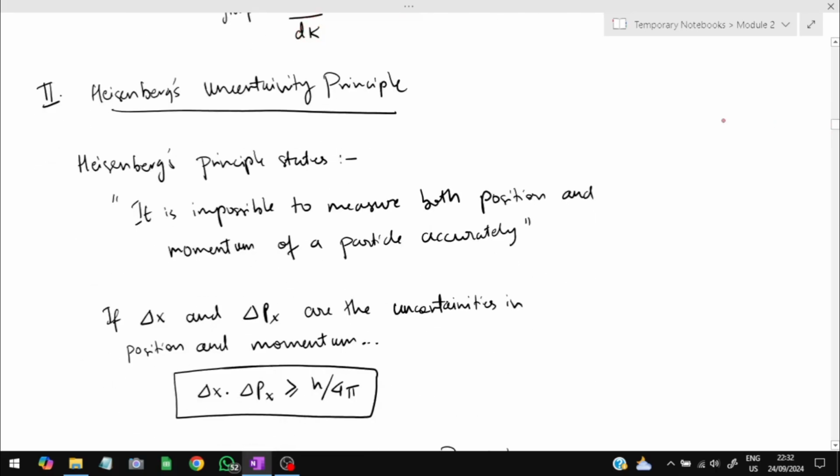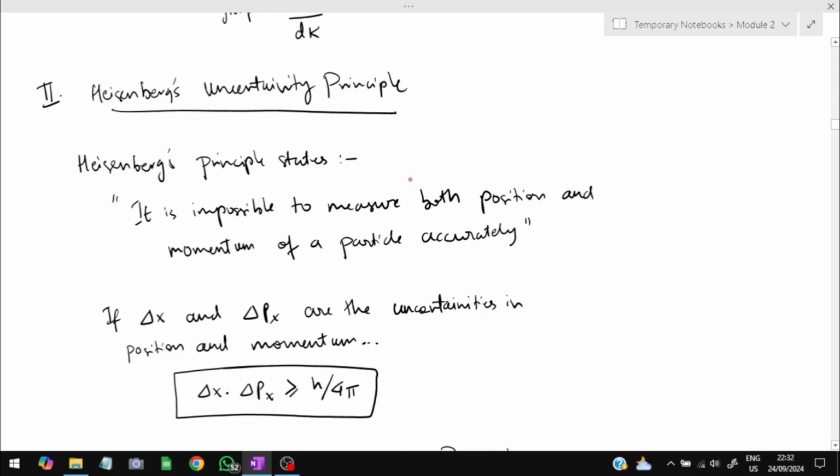Moving on, we have a very important concept from the exam point of view, Heisenberg's uncertainty principle. What does Heisenberg's uncertainty principle state? It is impossible to measure both the position and the momentum of a particle accurately. Suppose that an electron is moving. It will have some speed, and that speed will give a momentum.